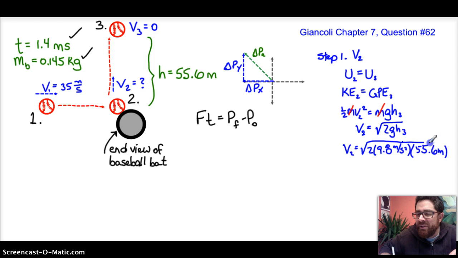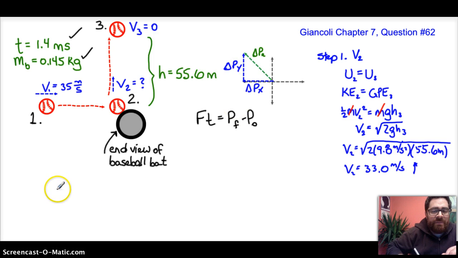I'm going to go ahead and extend that radical sign here, and then I get v sub 2 is equal to 33 meters per second, and of course that's in the upwards direction just after it's been hit. So now I know how fast the ball is going at the moment after it's hit by the bat. In the next part of the problem I'm going to solve for the change in momentum in both the x and the y direction.